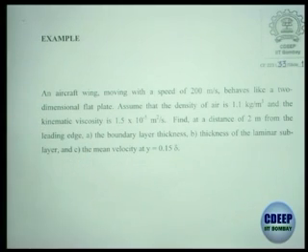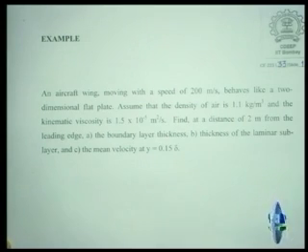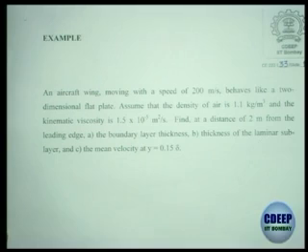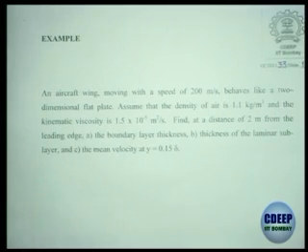The velocity is given to you, 200 meters per second, and the aircraft wing is treated like a two-dimensional flat plate. Density of air is given, kinematic viscosity of air is given. In case it is not given to you directly, if the temperature is known, you can always look from the tables or graphs and find out the kinematic viscosity.